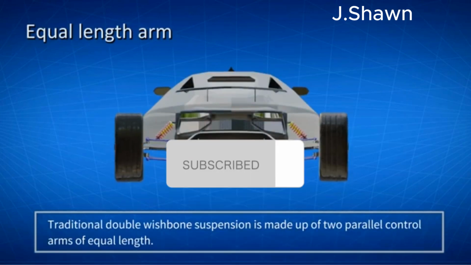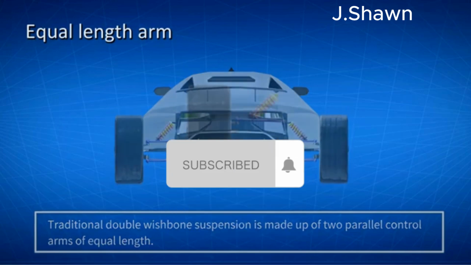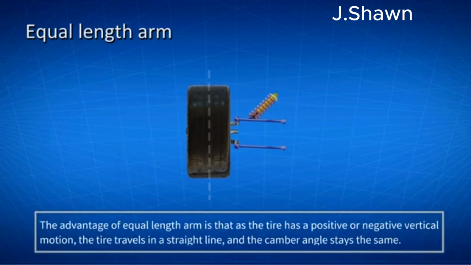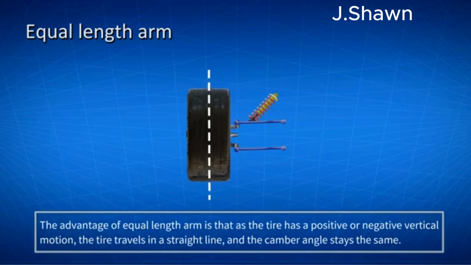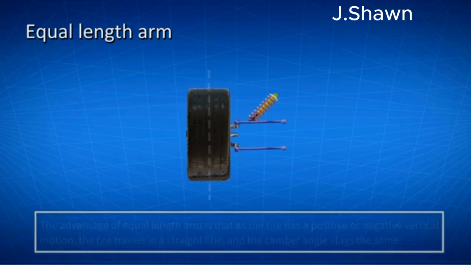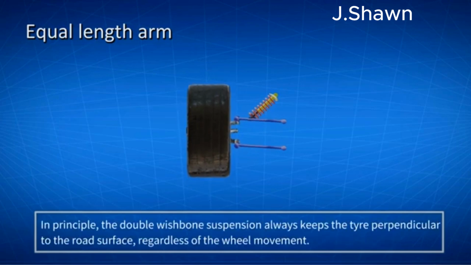Traditional double wishbone suspension is made up of two parallel control arms of equal length. The advantage of this is that, as the tire has a positive or negative vertical motion, the tire travels in a straight line, and the camber angle stays the same. In principle, the double wishbone suspension always keeps the tire perpendicular to the road surface, regardless of the wheel movement. This helps to ensure good handling.